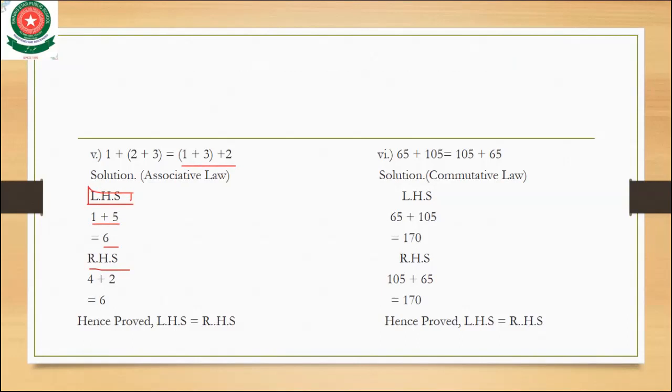So 1 plus 3, the answer will become 4. First of all we can add those numbers which are in the bracket, and then 2. 4 plus 2 is equal to 6. So you can see that the left hand side answer is 6, and also the right hand side answer is also 6. Okay, so left hand side is equal to right hand side, so it is proved.